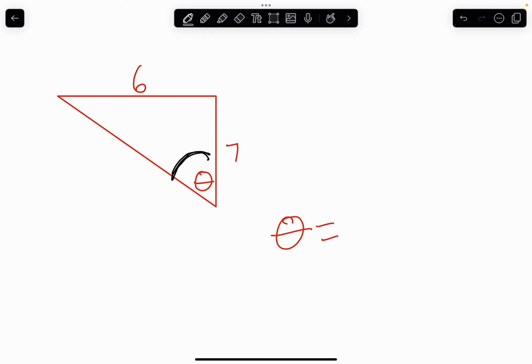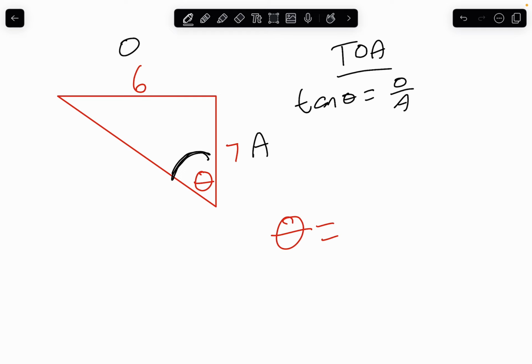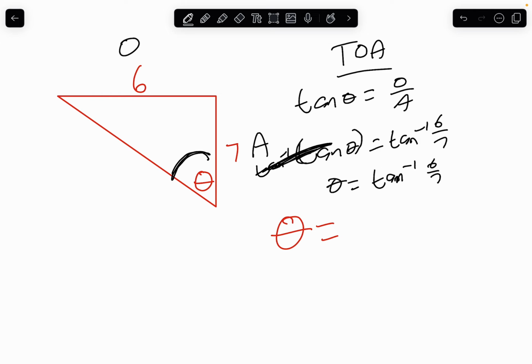Here's our angle. We have to figure out how the 6 and the 7 relate to our angle. This side is opposite, this side is adjacent. So that is the TOA part of SOHCAHTOA. So the tangent of theta equals opposite over adjacent. For this question, the tangent of theta is going to equal 6 over 7. I'm going to scoot that over a little bit because what I'm about to do is take the inverse tangent of both sides. Well, the inverse tangent and the tangent cancel out. And over here we get inverse tangent 6 over 7. So we're left with theta equals the inverse tangent of 6 over 7.